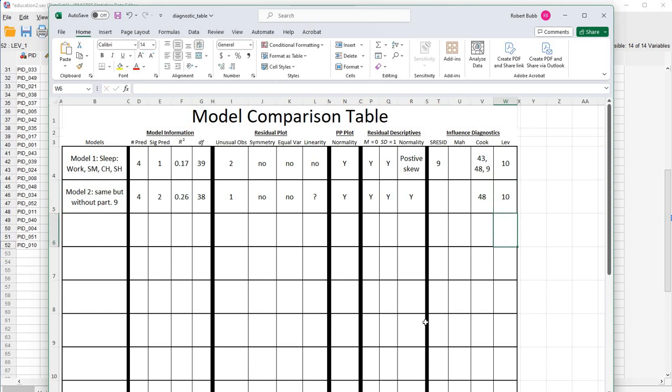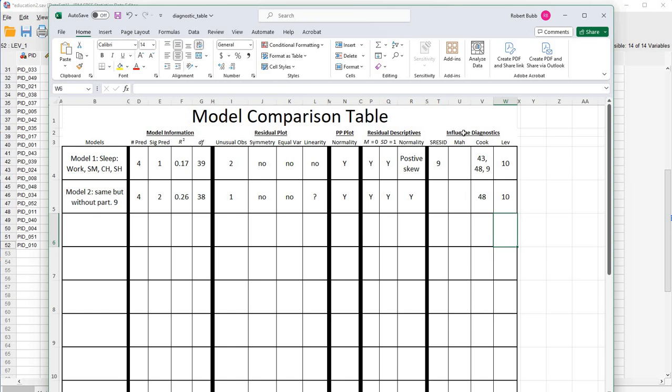Right? And now we have looked at the diagnostics for 2 models. And since they're all here in the table, we can compare them and see, okay, which one appears to be better. Again, given the limitations, right? We removed an observation, which is not ideal, but is the trade-off better because of that? And those are the types of decisions you have to make as a researcher.